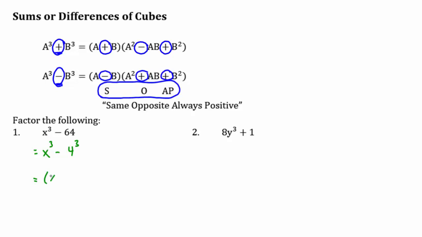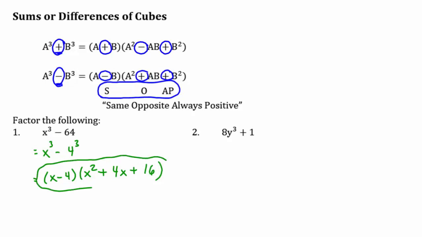I can say, look, this is x minus 4 times the square of the first one. I don't really memorize the formula. I just say, look, drop the cubes, so that's x minus 4, square the first term, multiply the two terms, 4 times x is 4x, and 4 times 4 is 16, so square our last term. Now remember, our signs are the same, opposite, and always positive, and that is our answer for this binomial.